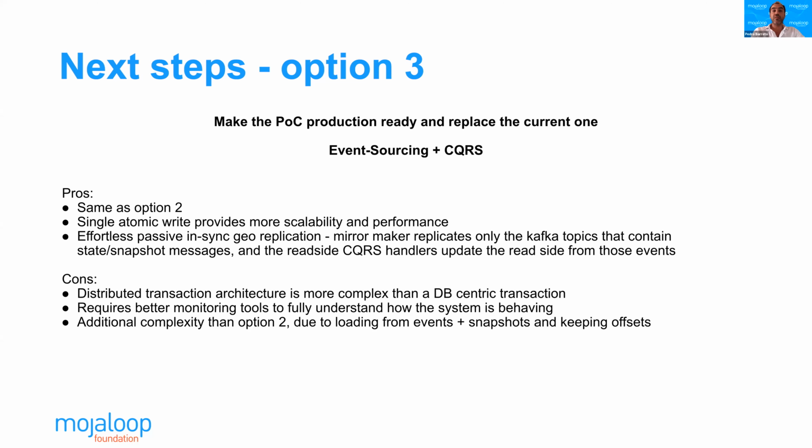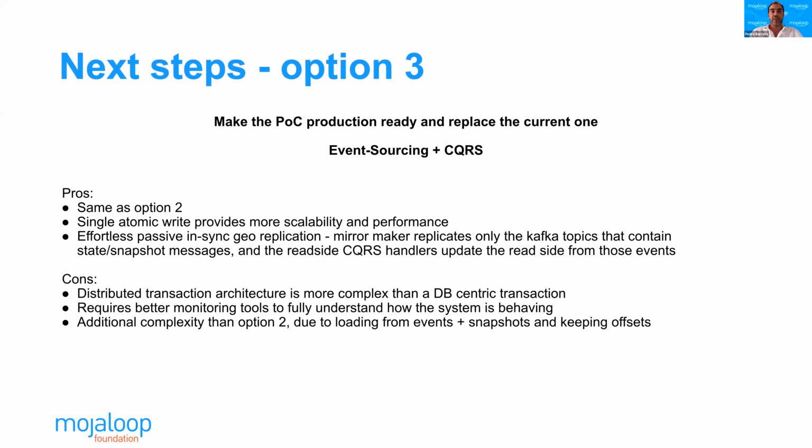Option 3 is the full bang, the full event sourcing with event-driven and the CQRS. So the pros are exactly the same as option 2, but we introduce a single atomic write to Kafka that provides that extra scalability and performance. We have an extra benefit from this mechanism, which is we can now effortlessly have synchronization for a passive in-sync geo-replication. And this is something that we discussed in the previous sessions.